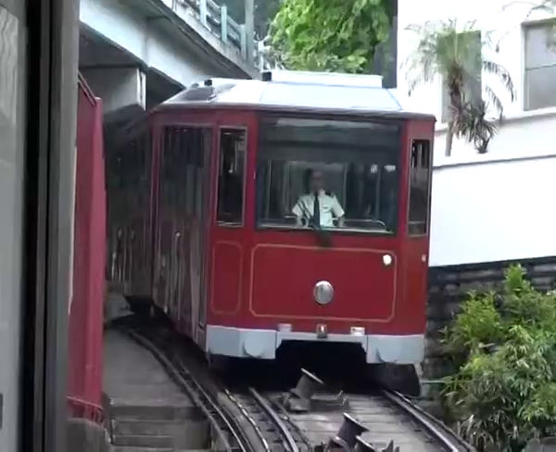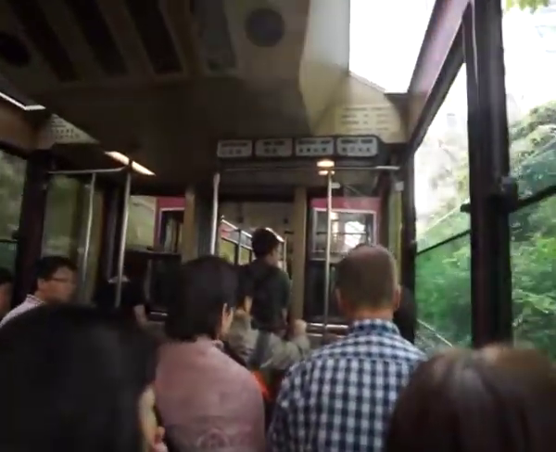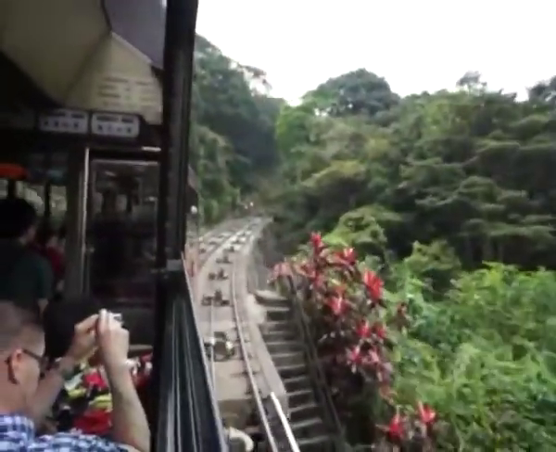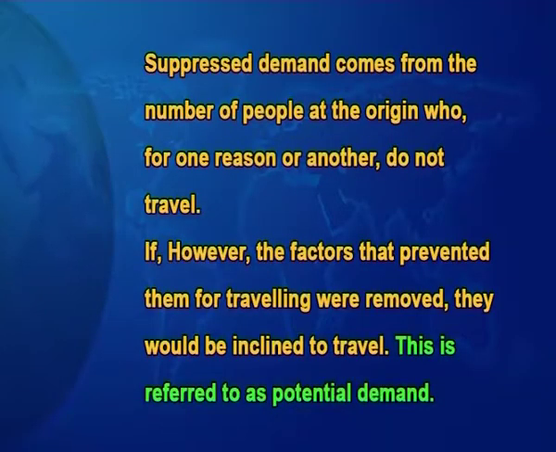The demand for tourism occurs at the origin. Demand is either effective or actual, the number of people who actually travel. Suppressed demand comes from the number of people at the origin who, for one reason or another, do not travel. If, however, the factors that prevented them from traveling were removed, they would be inclined to travel. This is referred to as potential demand.